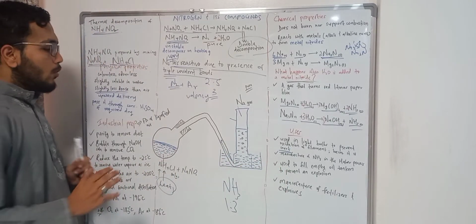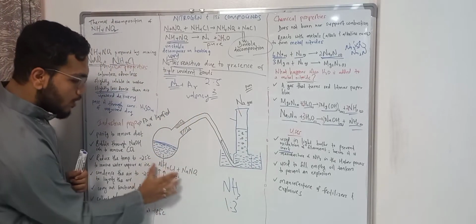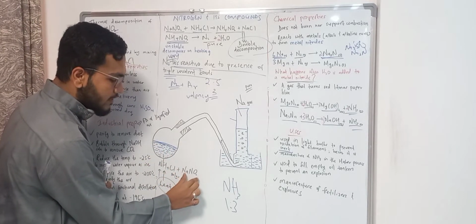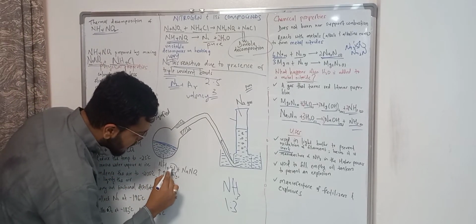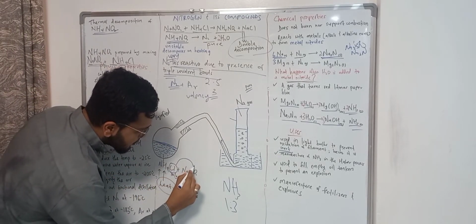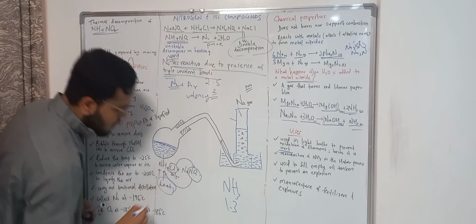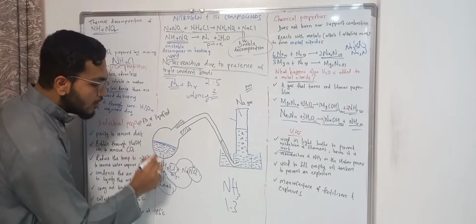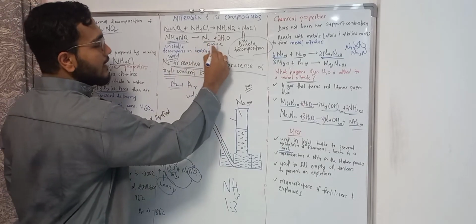Okay, so let's just come back and recap this reaction here. What is being mixed? Ammonium chloride is being mixed with sodium nitrite. Why? To take the chloride to this side and the nitrite to this side to form ammonium nitrite plus sodium chloride. The ammonium nitrite then undergoes decomposition to give nitrogen and water.